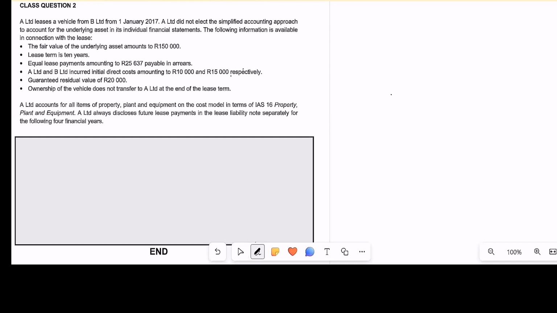We're going to start by calculating the implicit interest rate. Excuse the handwriting, guys, but I hope all of you can see what that means. The lease term is 10 years. The payments, the PMT, are going to be 25,637 per month, and the present value is going to be 150,000 plus the amount that B Ltd, the lessor, incurs, which is 15,000.